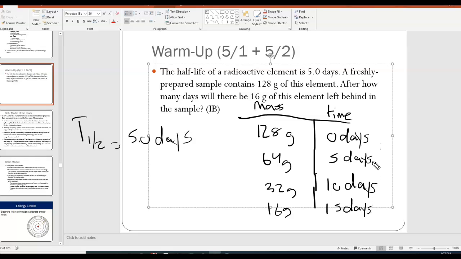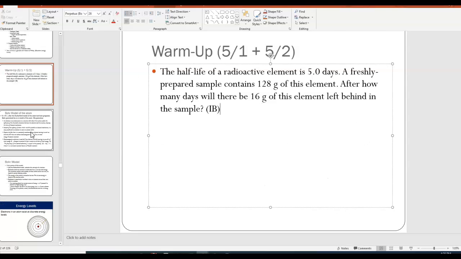Okay, so we go through 1, 2, 3 half-lives before we end up with 16 grams of this element left behind. Now, keeping in mind that you don't have a calculator available to you on multiple choice questions on the IB exam, this is one of those questions that you can very easily do without a calculator, as long as you understand the basics of half-life calculations. Okay, so now we're going to move on, so pause it here if you need to take a look at that one more time.